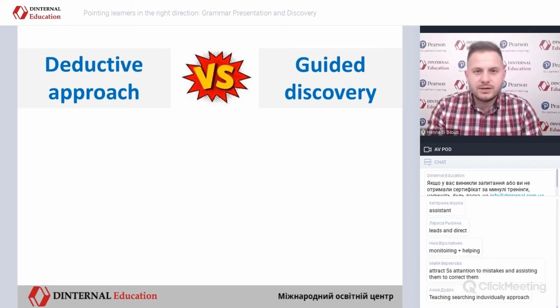So if I ask you now, guys, again in your chat boxes, to go for one of them, which do you think is better? After we have had a broader look at two of them, which do you think is best? Deductive approach or guided discovery? Again, in the chat boxes.